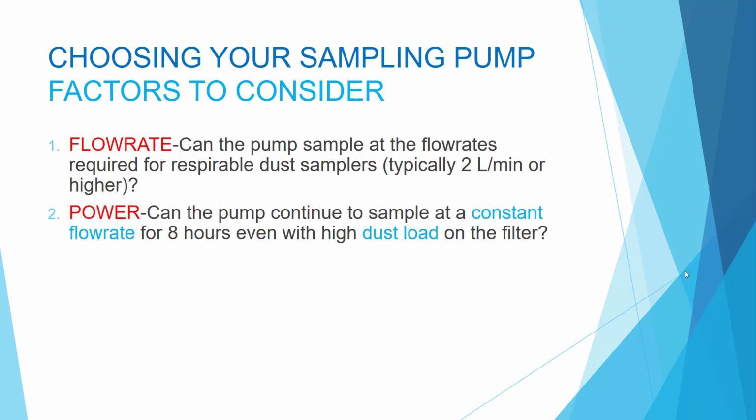Power. Can the pump continue to sample at a constant flow rate for 8 hours, even with a high dust load on the filter? This is very important. You can buy cheap pumps on the internet, but when there is any sort of dust buildup on the filter, the pumps die or the flow rate drops off, leading to an invalid sample. You must have a constant flow pump for any sort of dust sampling.